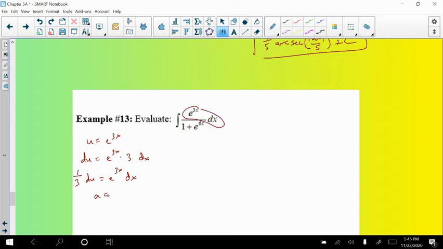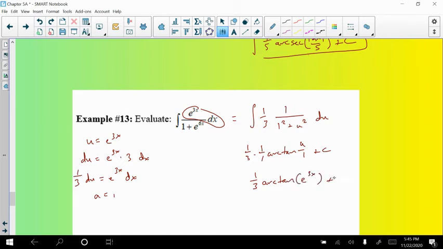A is 1. So this looks like it fits the perfect structure of arctangent. So 1 over 1 squared plus u squared du, which this 1/3 just is part of our coefficient. Remember, arctangent is 1 over a, so I'm going to put 1 over 1. Arctangent of u over 1 plus c, and u was e to the 3x. So 1/3 arctangent of e to the 3x plus c.